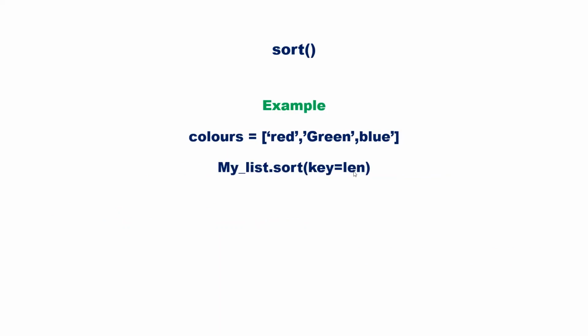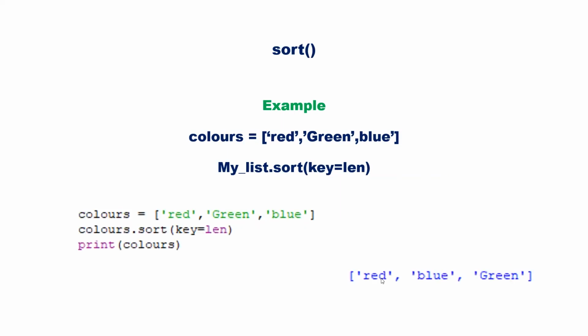Now, if you want to perform the sorting based on the length of the values, then we can specify key equal to len. So we have passed the len function to the variable key. When we print colors, I can see that red has the smallest length, so red comes first. Next blue, with 4 letters, and green has 5 letters. Here the sorting happens based on the number of characters in the values. This is because we have passed an additional sorting criteria using the key argument.